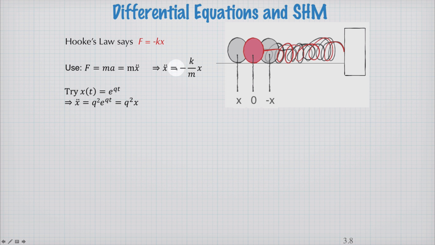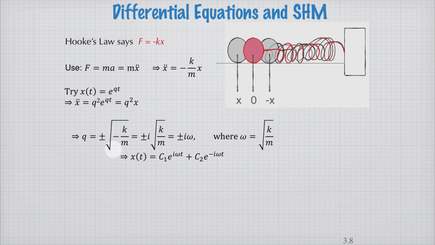Well, if q squared is equal to negative k on m, then we've solved our differential equation using this function. So q can be equal to plus or minus the square root of negative k on m. Taking out the negative sign as an i, we have plus or minus i root k on m. If we call this root k on m omega, then we have plus or minus i omega, which gives a solution x of t equal to c1 e to the plus i omega t plus c2 e to the negative i omega t. So this is our solution for x.